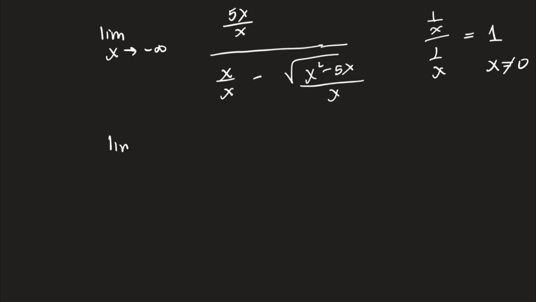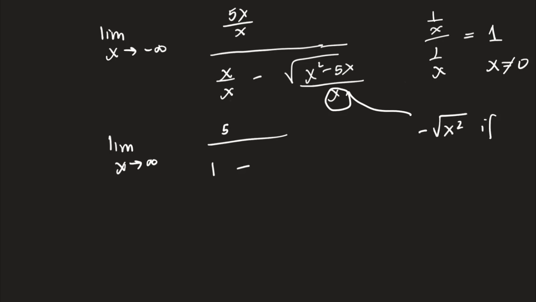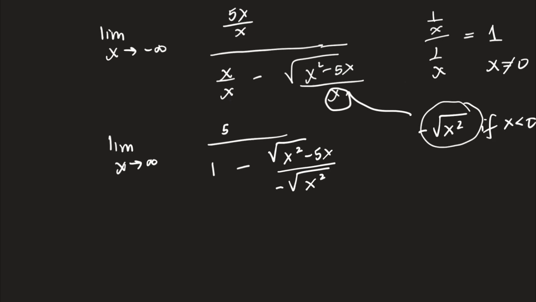Then we have the limit as x approaches minus infinity of 5 over 1 minus, and this is where our substitution is going to come in handy. We had that x was equal to the opposite of the square root of x squared if x was less than 0, and that's the case when you're decreasing without bound. So then we have the square root of x squared minus 5x all over the square root of x squared, and then we have that minus out front. So we have the limit as x approaches minus infinity of 5 over 1 plus. And now that I have both radicals, I'm going to rewrite this as a single radical. So it's going to be the square root of x squared minus 5x over x squared.